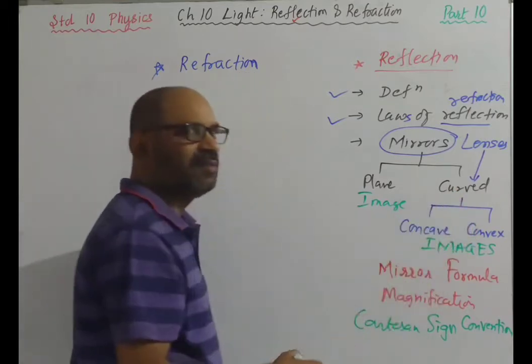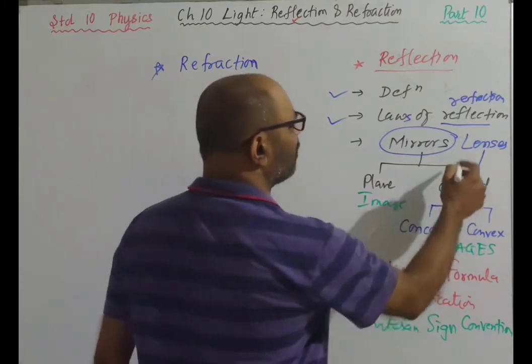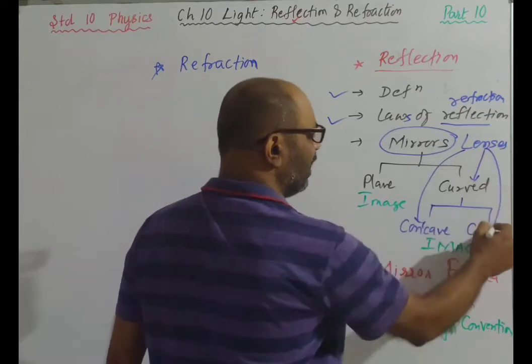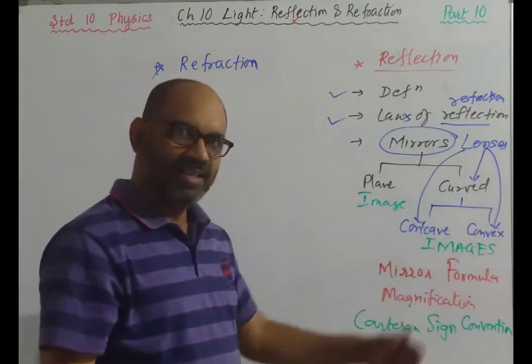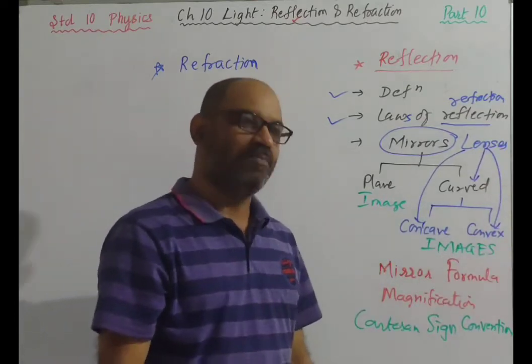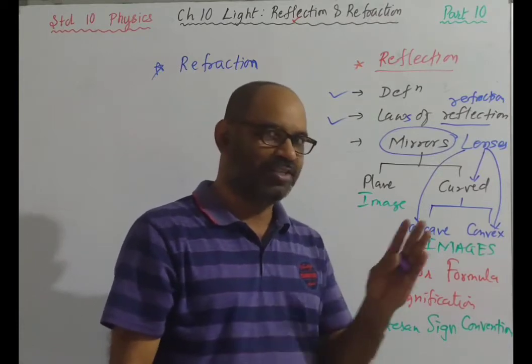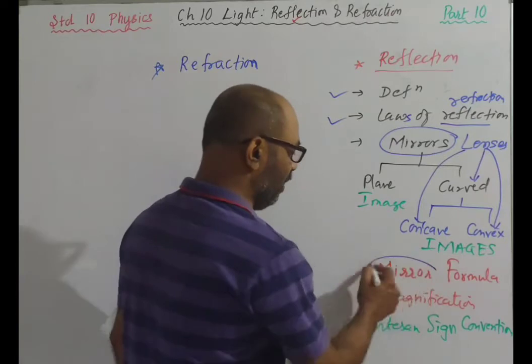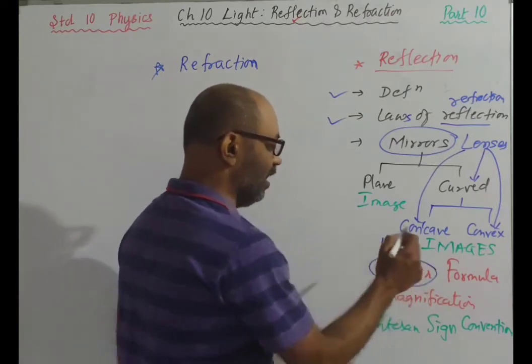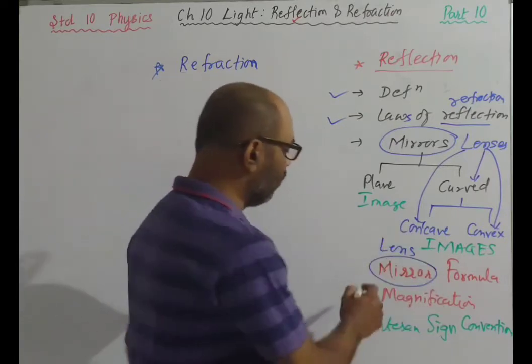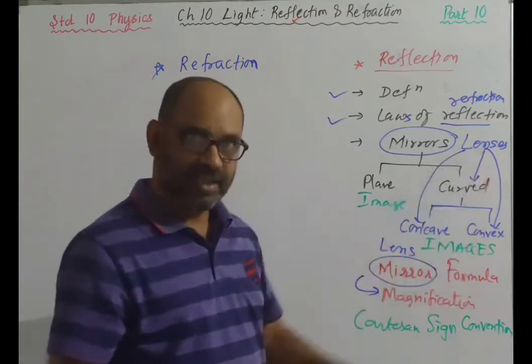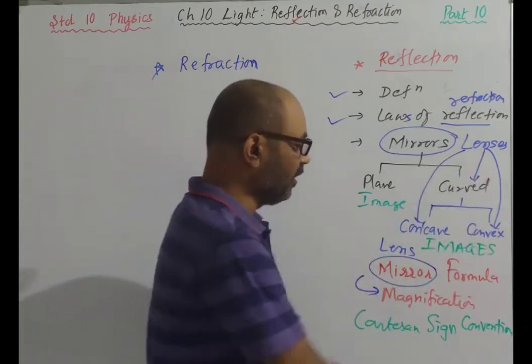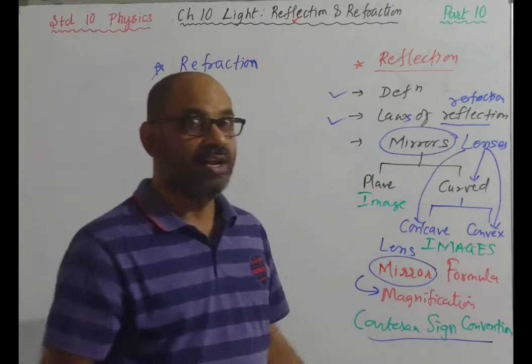Then curved lenses. There will be 2 types of lenses: one is concave lens and other is convex lens. How images are formed in these lenses when objects are placed at different positions in front of these lenses, that we are going to see. Instead of mirror formula, there will be lens formula. Yes, there will be magnification for lenses also, and Cartesian sign convention for lenses.